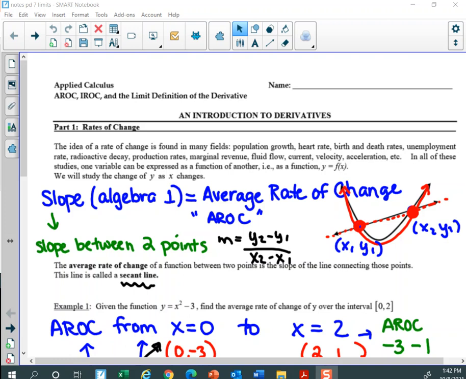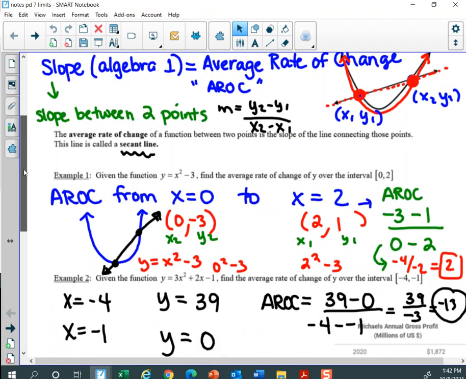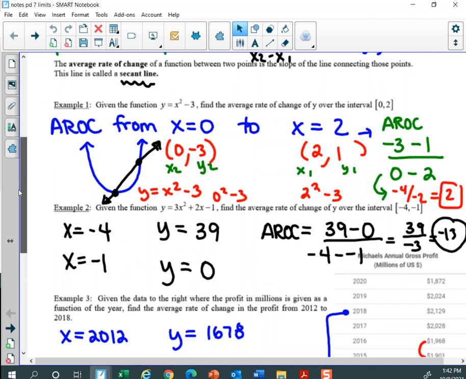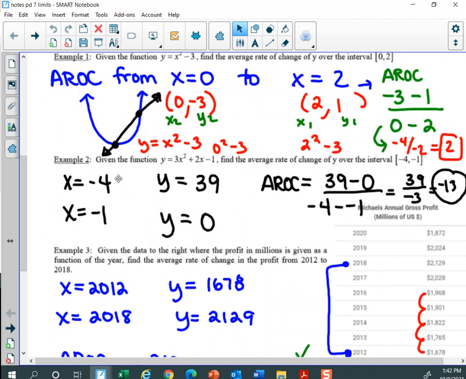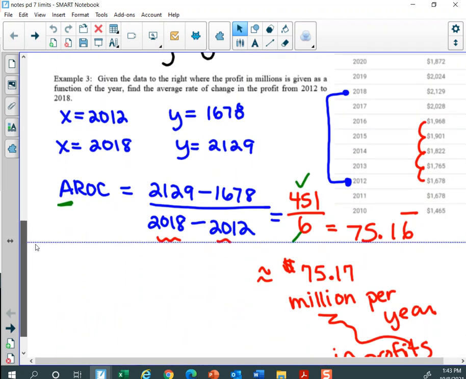But we introduced the idea of an average rate of change, and an average rate of change was an algebra slope, the slope between 2 points. And we practiced that on the front here. If you weren't here when we worked it out, you'll see we took 2 x's, we used the function to find the 2 y's that went with those x's, and then found the slope, change in y compared to change in x: y2 minus y1, x2 minus x1. Same thing with a set of data.